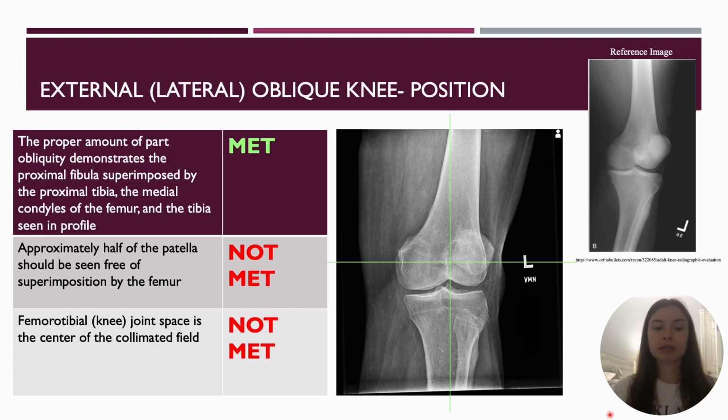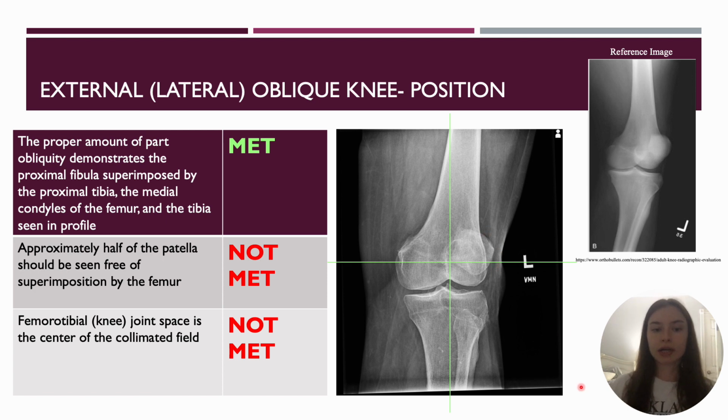The next criteria is approximately half of the patella should be seen free of superimposition by the femur. So I did say not met for this one because if you look at the patella right here, half of it is not seen free of superimposition, only a part of it is, which means that we could have obliqued the patient a little bit more so that we could see more of that patella on the lateral side here.